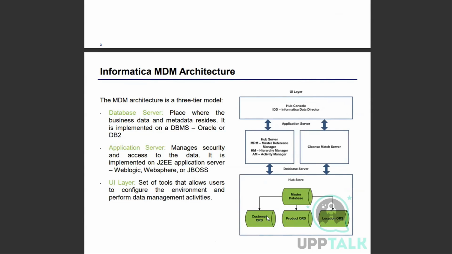ORS will be storing your data and its own configuration. The application server is utilized for all the activities we will be doing on the hub, from provisioning to data manipulation activities. Whereas the UI layer is the interaction layer for the data steward as well as for the developer to create configurations and to manipulate the configurations which are being given.